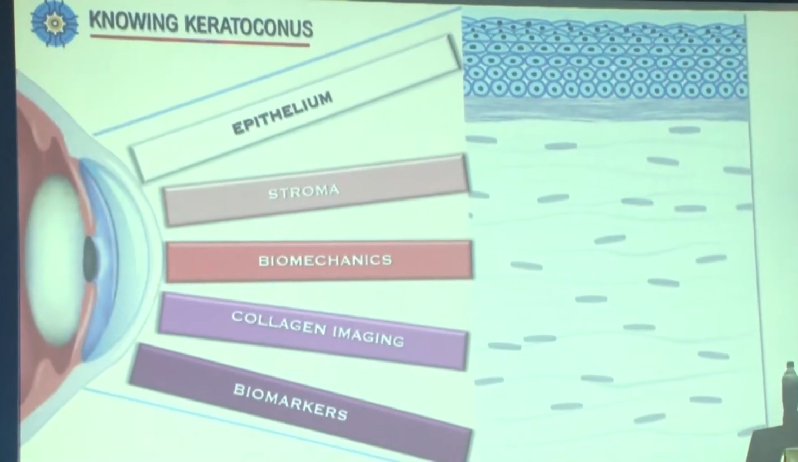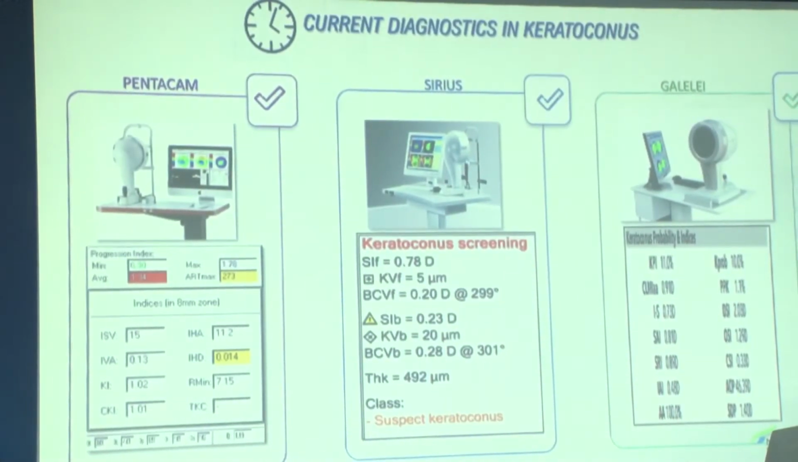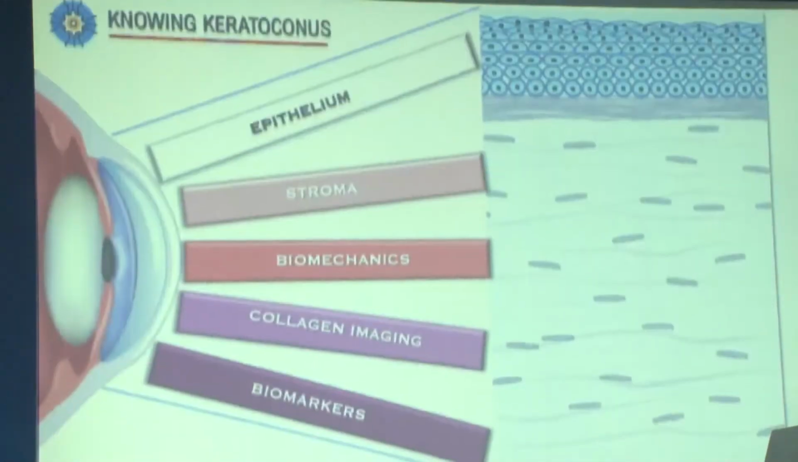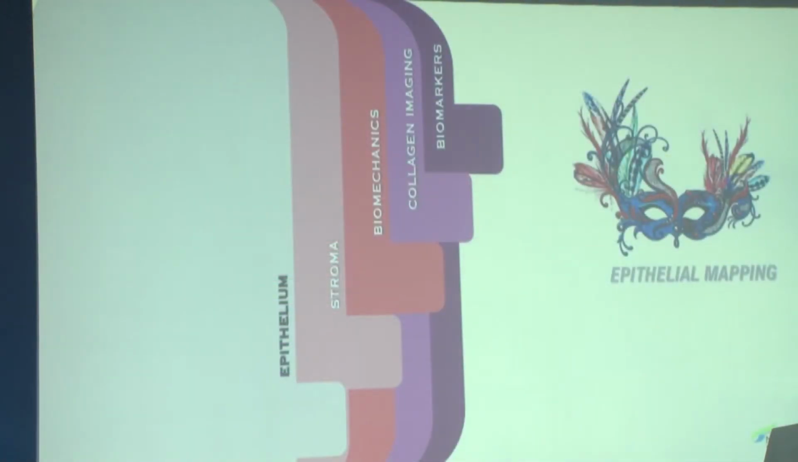This is just going to give information about the overall corneal topography, curvature, and corneal thickness. But we have a lot of other structures we need to look at when it comes to keratoconus: epithelium, stroma, biomechanics, which Dr. Suzuka has already covered beautifully, so I will not go in depth into it, collagen imaging and biomarkers. It's not just about topography or indices, it's much more beyond it. So let's see what each of these parameters or diagnostic indices holds for us in current day practice and in future as well.